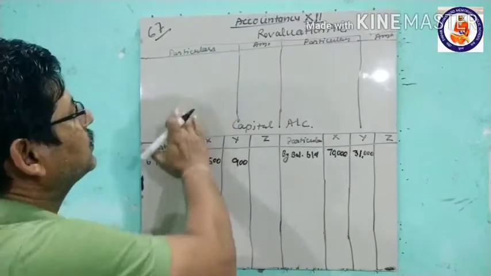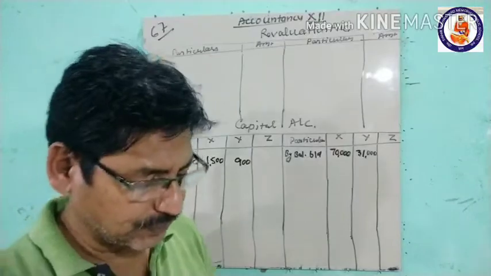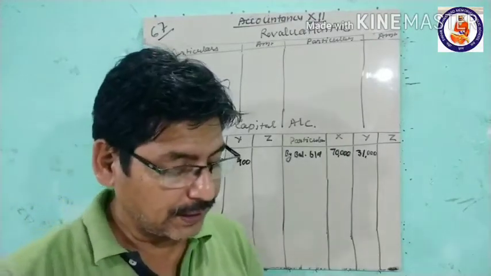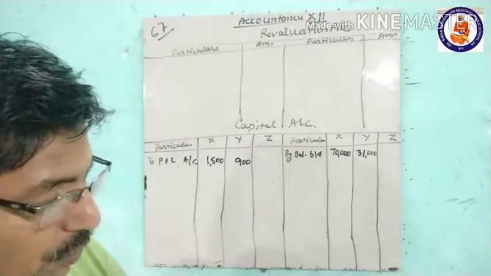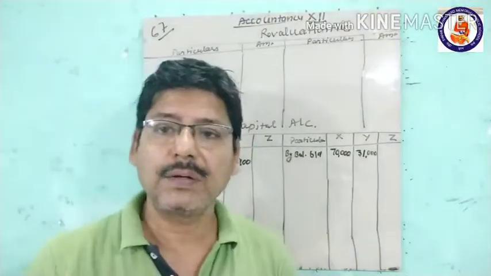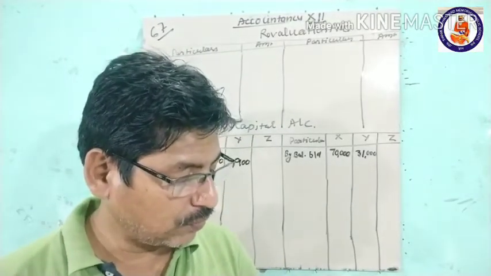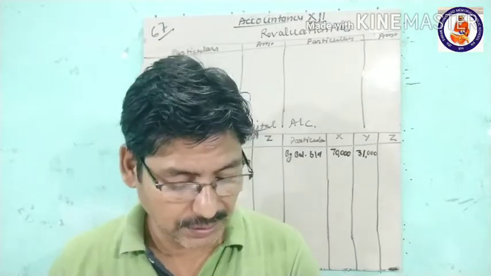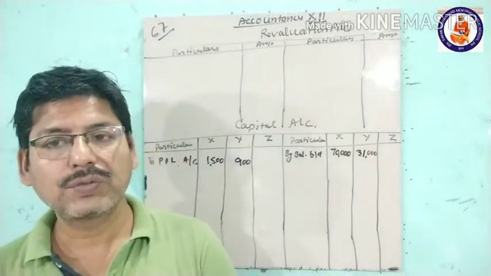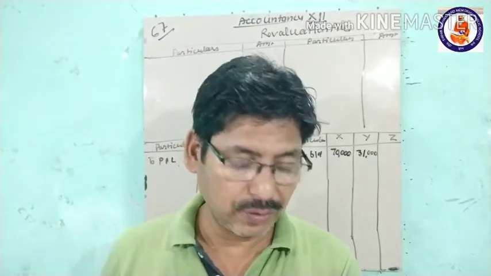Now come to the next part. Nothing else is there. Then they admit Z and he brings 20,000. So what is the journal entry? Bank account debit or cash account debit, whatever it is. He brings his capital and goodwill in cash. So cash account debit to Z's capital account, and to premium of goodwill 12,000.